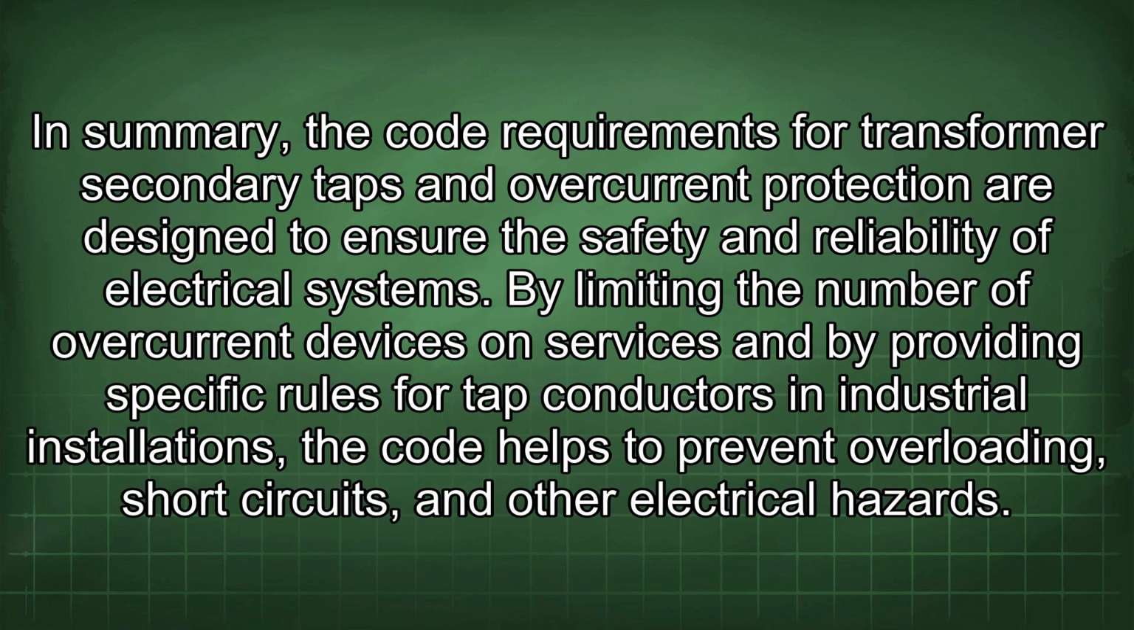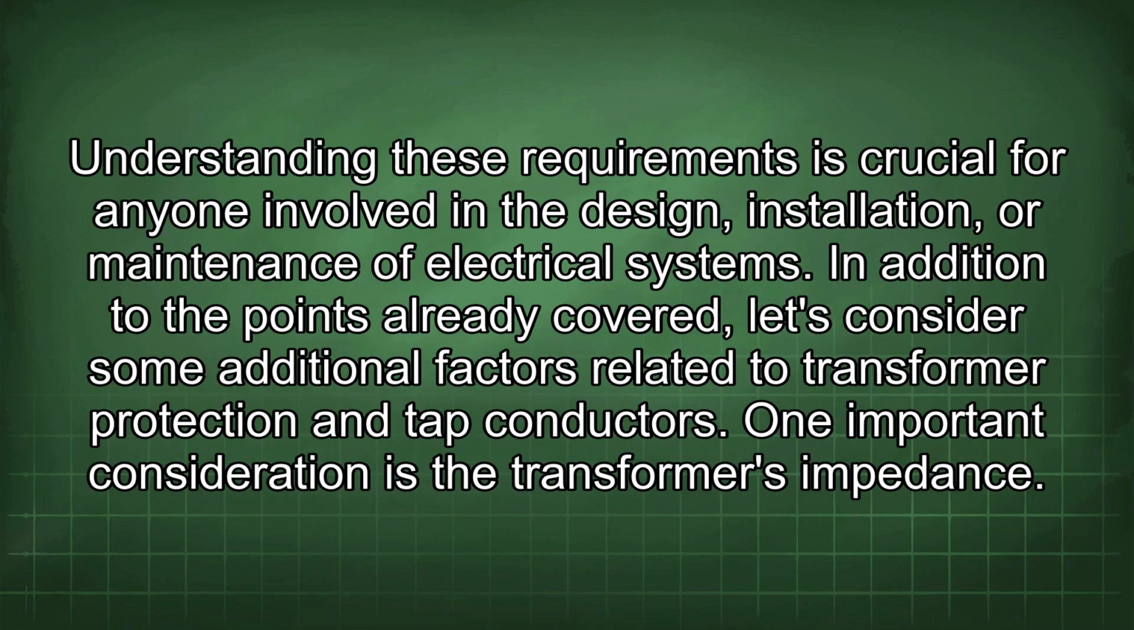In summary, the code requirements for transformer secondary taps and overcurrent protection are designed to ensure the safety and reliability of electrical systems, while limiting the number of overcurrent devices on services and by providing specific rules for tap conductors in industrial installations. The code helps to prevent overloading, short circuits, and other electrical hazards. Understanding these requirements is crucial for anyone involved in the design, installation, or maintenance of electrical systems.